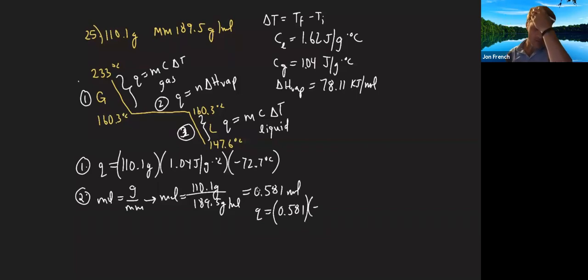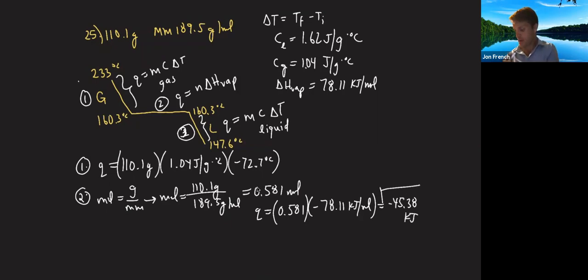Vaporization would be endothermic. Going from a liquid to a gas is endothermic, but we're going from a gas to a liquid, so that's going to be exothermic. We're going to release energy. So negative 78.11 kJ per mole. We multiply, and we get approximately negative 45.38 kilojoules of energy. And that's for step 2.